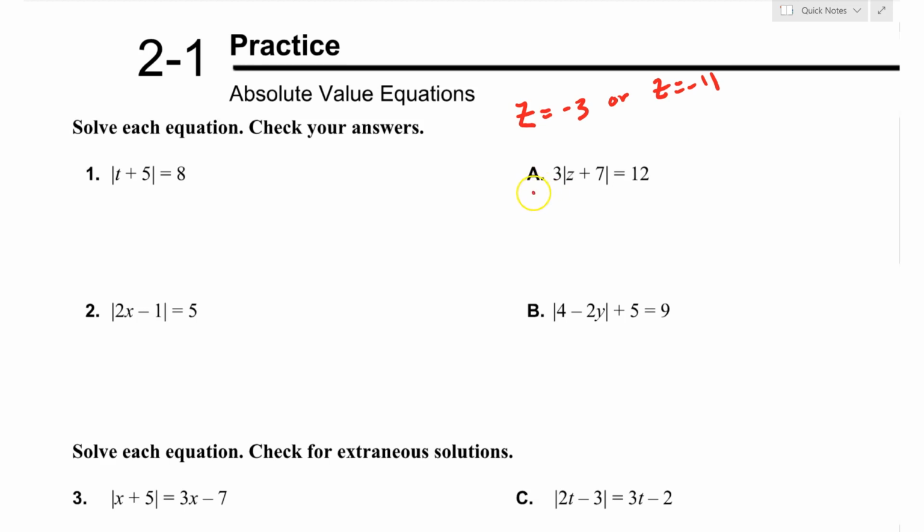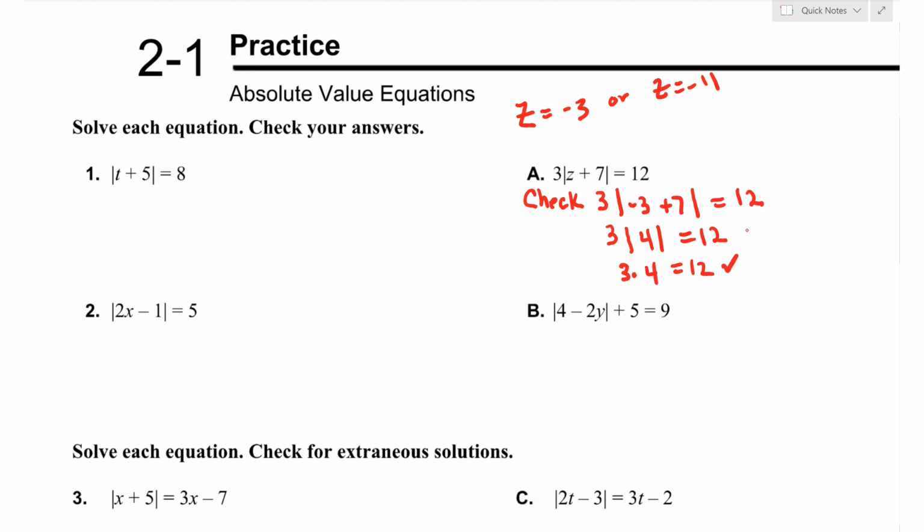To check, you have to substitute. You have 3 times the absolute value of negative 3 plus 7 equals 12. Negative 3 plus 7 gives you 4. 3 times the absolute value of 4 equals 12. 3 times 4 equals 12, so that does check.